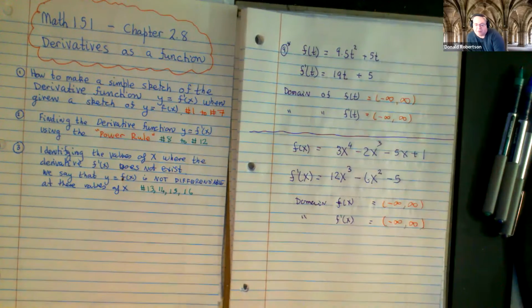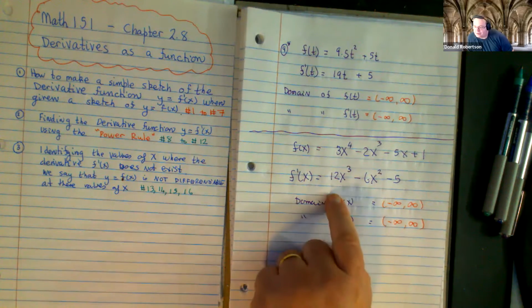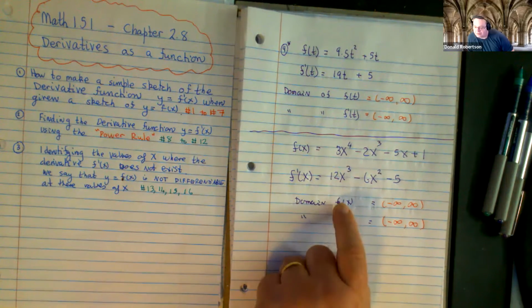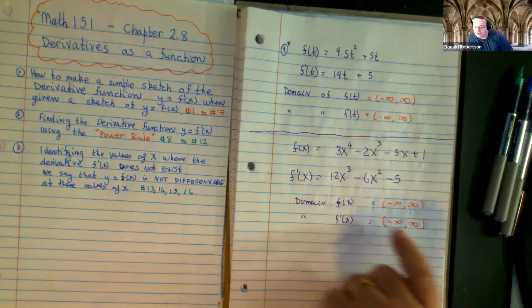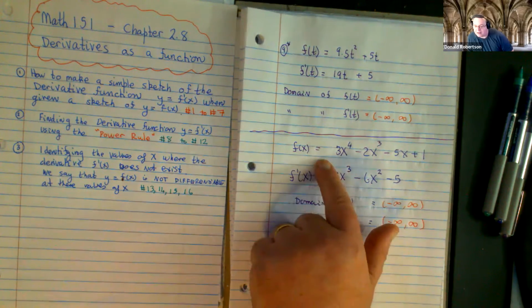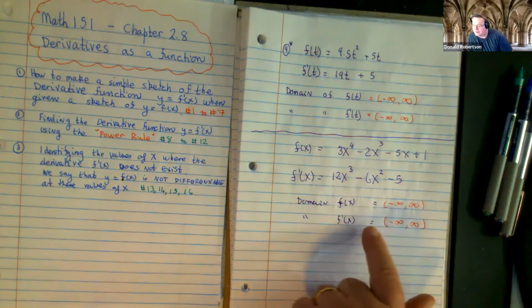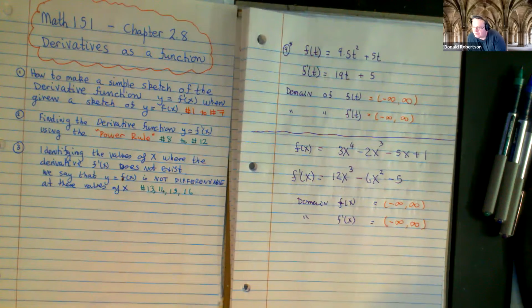So can you see that you might be repeating yourself quite a few times when they ask you for the domain of the function and the domain of its derivative? Because if the function they're talking about is a polynomial, aren't the answers going to be these two every time? So don't read any more into it than that.